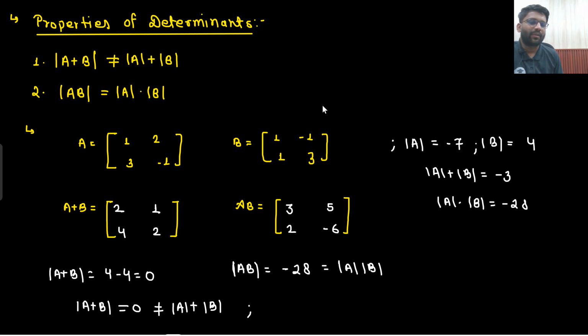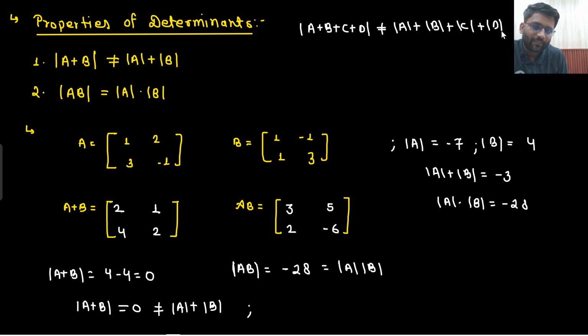So that's it. This is what you can remember. So it will apply for everything, like determinant of A plus B plus C will not be equal to determinant of A plus determinant of B plus determinant of C plus determinant of D.